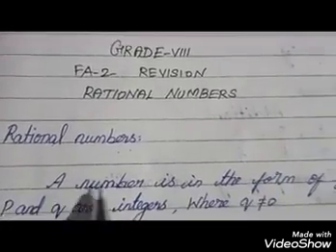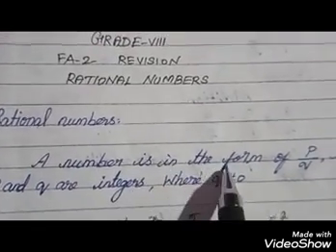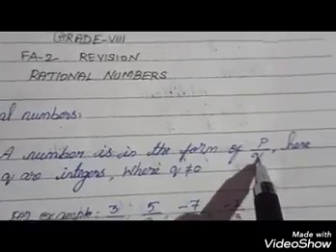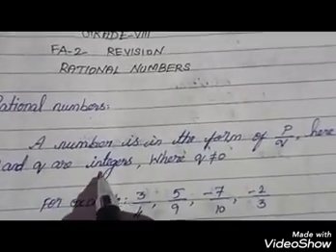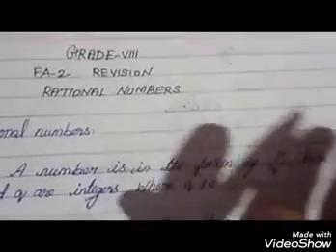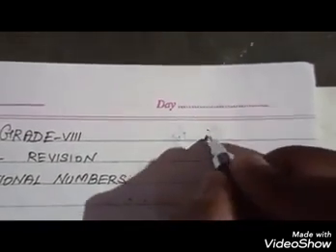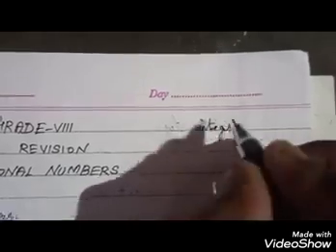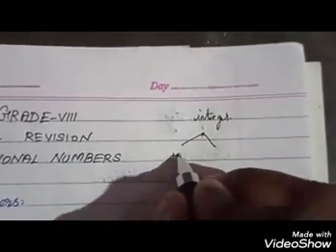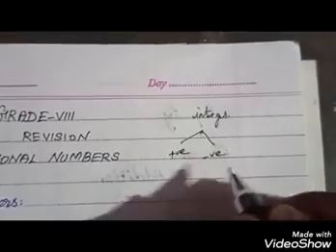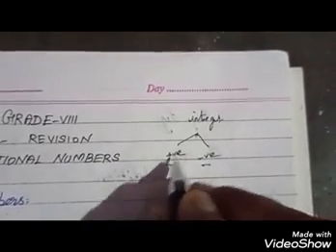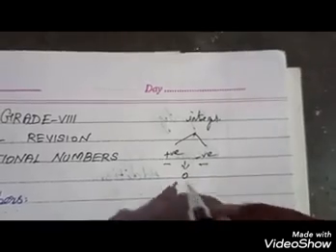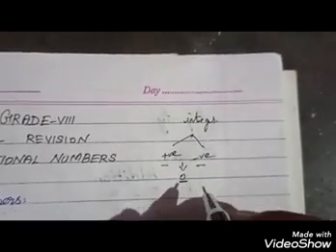Yes, a number in the form of p by q, where p and q are integers. Why did I take integers? Integers contain both positive and negative numbers. So what is in between positive and negative? It is 0, and 0 doesn't have any symbol.